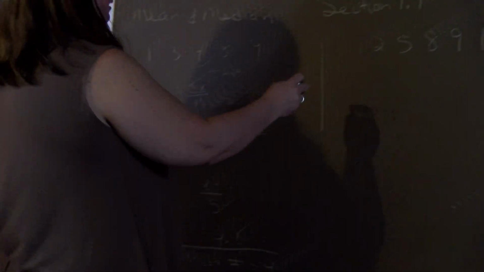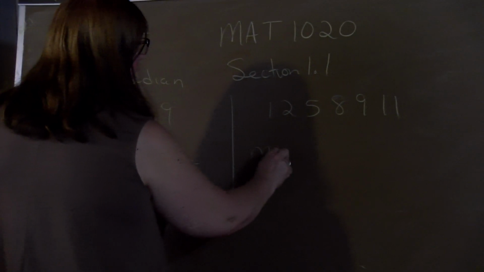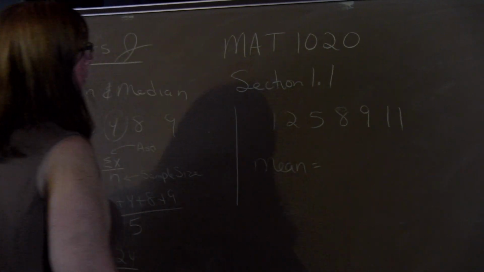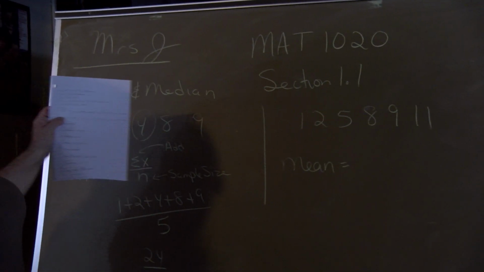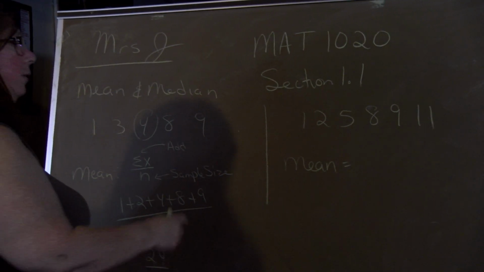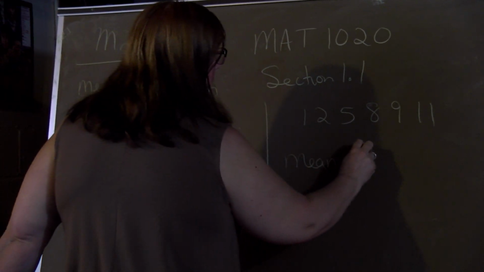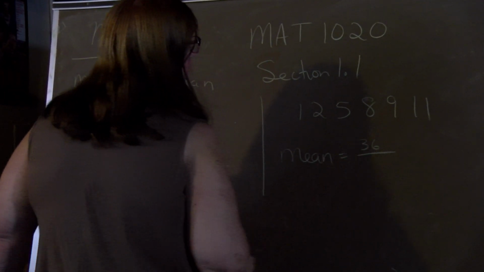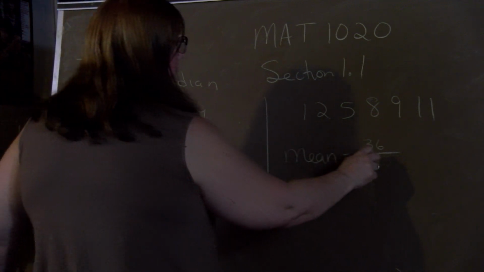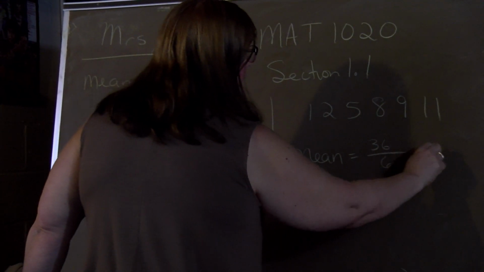So let's look at this data and find the mean. To find the mean, we add all of them up. If you add all of them up, you will get 36. And then we divide it by how many there are, which is 6.